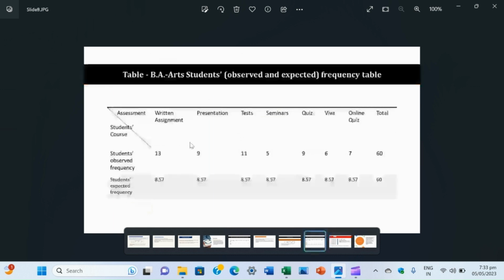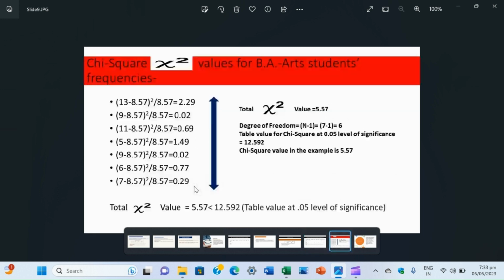Similarly, for each cell, for the presentation, the difference will be 9 minus 8.57; we square it and divide by 8.57, which is equal to 0.02. Similarly, we find fo minus fe squared upon fe for all the categories, and we get 0.69, 1.49, 0.02, 0.77, and 0.29.